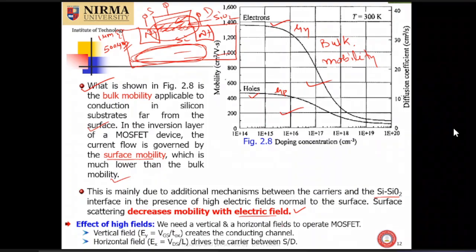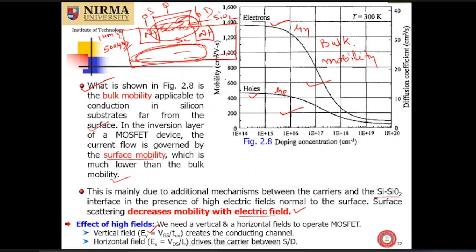The vertical field is due to the gate to source voltage VGS, and the horizontal field is due to the drain to source voltage VDS. Since it is vertical, we have denoted it with EY equals VGS by TOX.